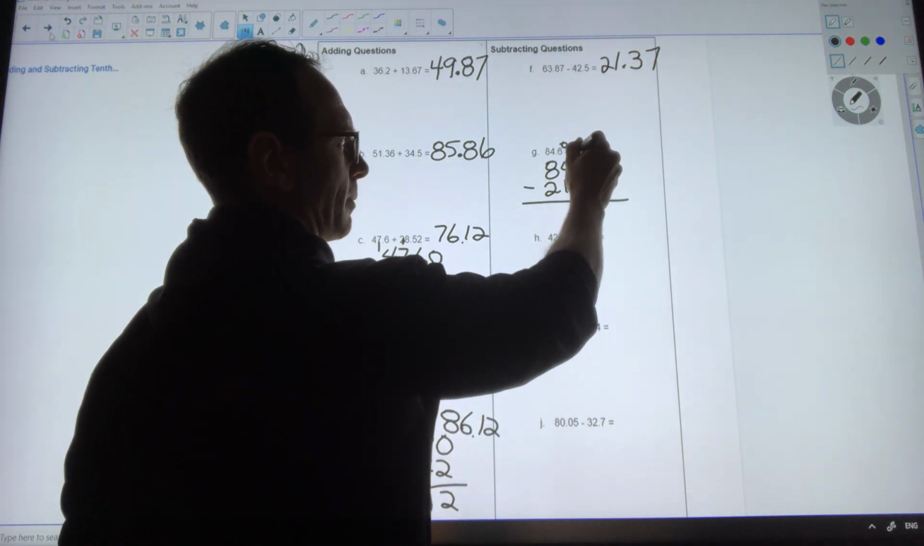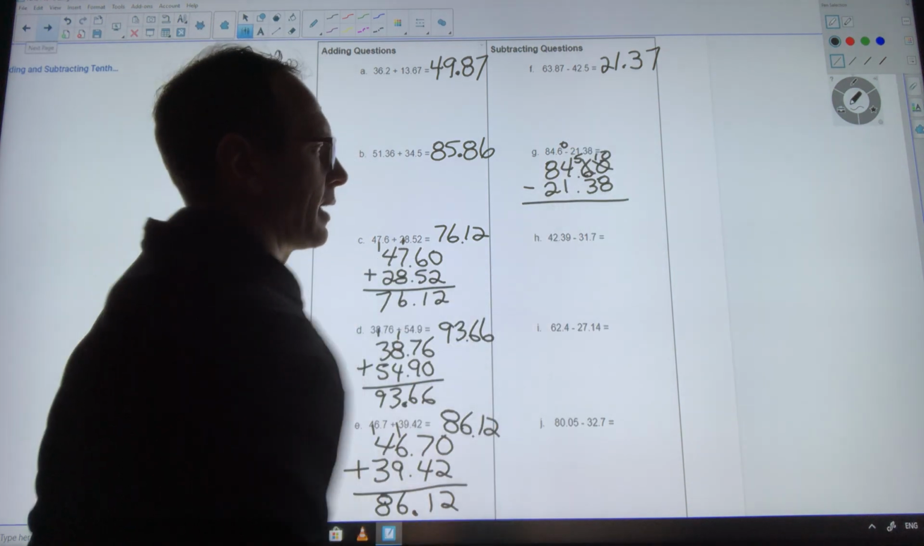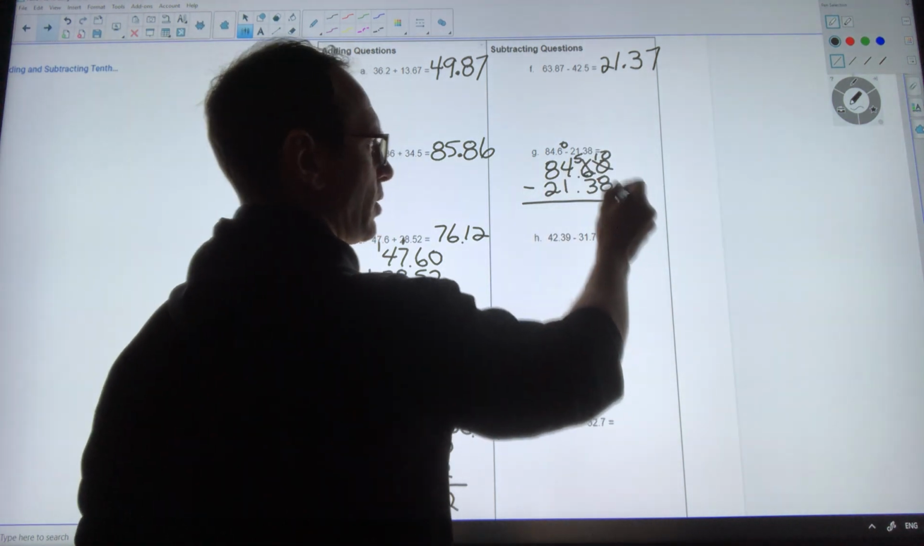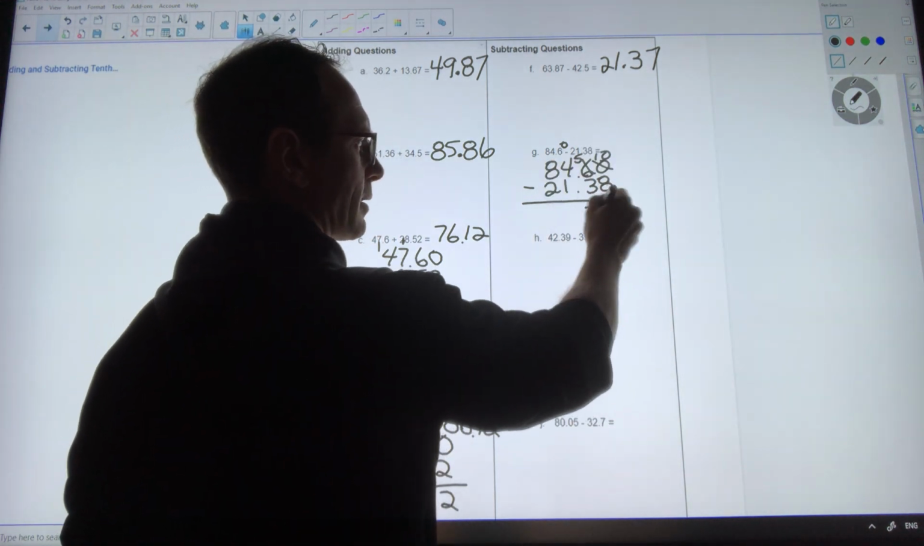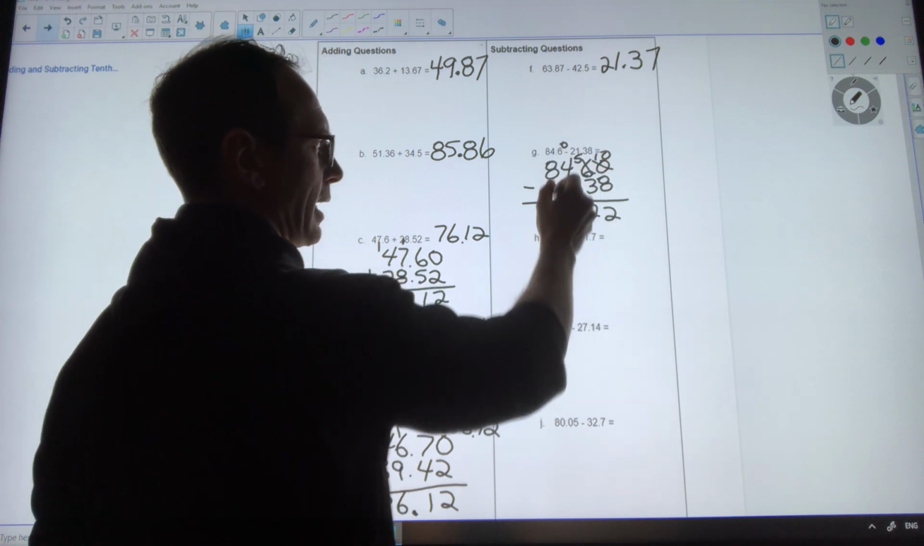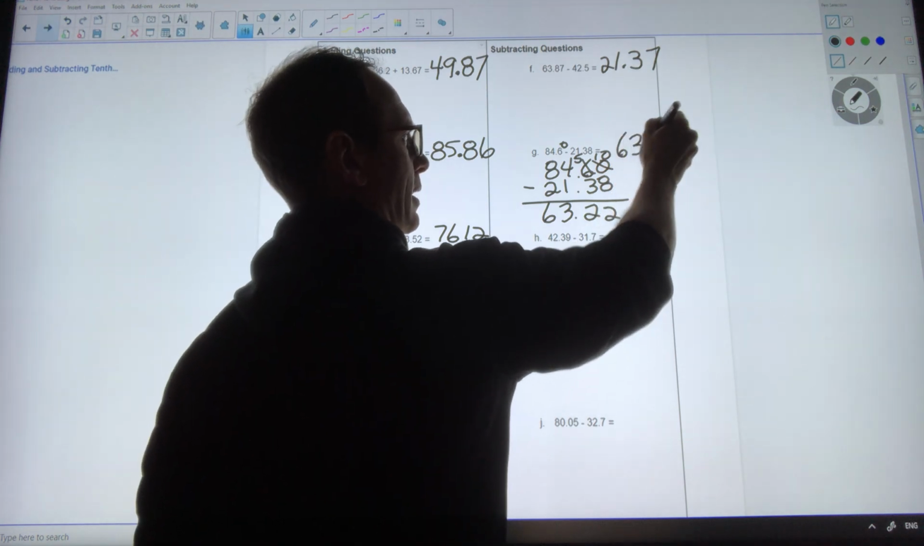So I'm going to take 1 from the tenths and make it 10 hundredths. Now I have 10 minus 8, which is 2, 5 tenths minus 3 tenths, which is also 2, 4 minus 1 is 3, and 80 minus 20 is 60. So I've got 63.22.